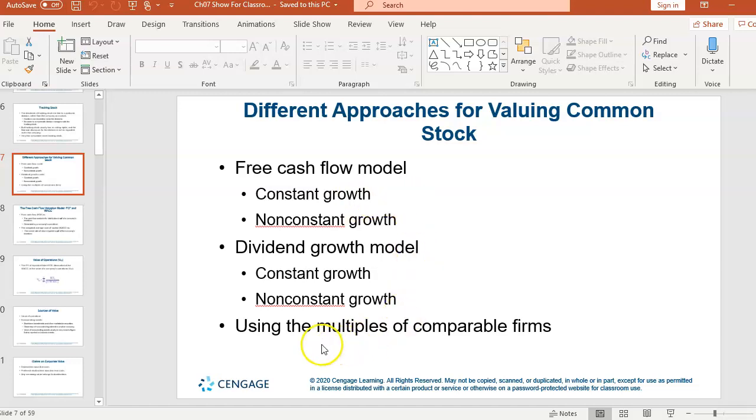And then another method we can use is called the multiples of comparable firms. So what I could do is look up a publicly owned company, look at earnings per share and find a multiple of earnings. How much are people willing to pay for a dollar of earnings of a company? That'd be my multiple. And if I'm looking at a privately owned company, I'm just looking at a public company that does the same thing and saying, well, a company like you that's publicly traded, its stock trades at a multiple of X, whatever that amount is. And so you can apply that to another company as a proxy for valuation. So the main three methods to value a company: free cash flow, dividend growth, and the multiples.